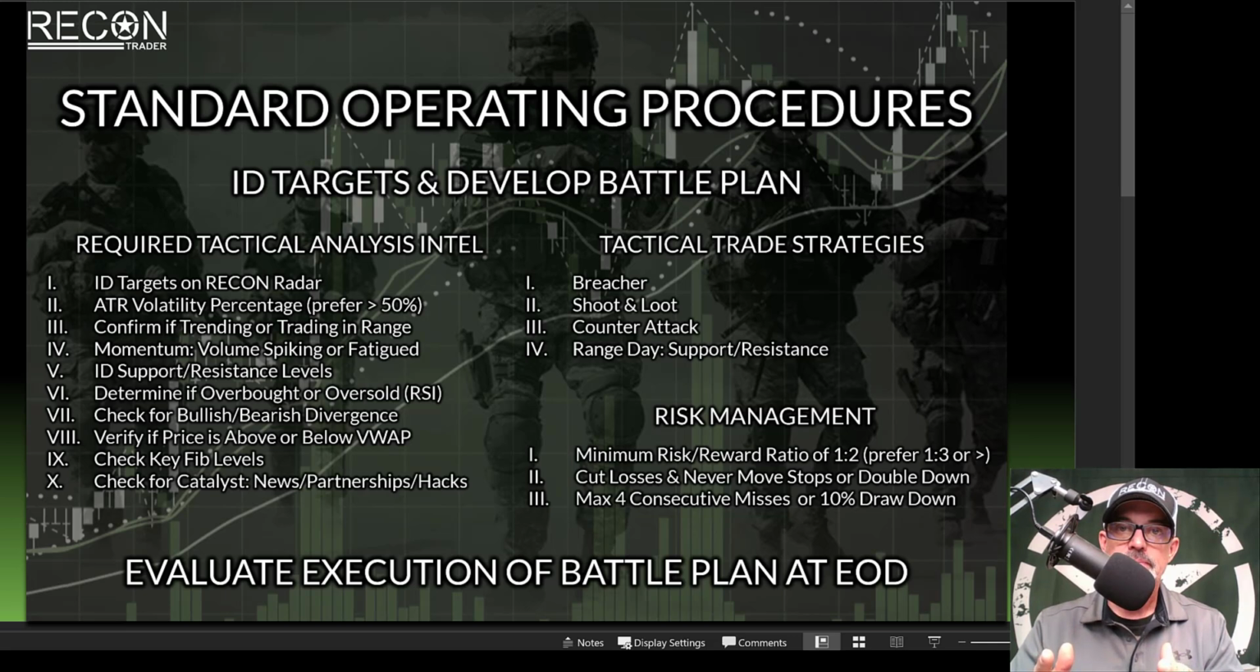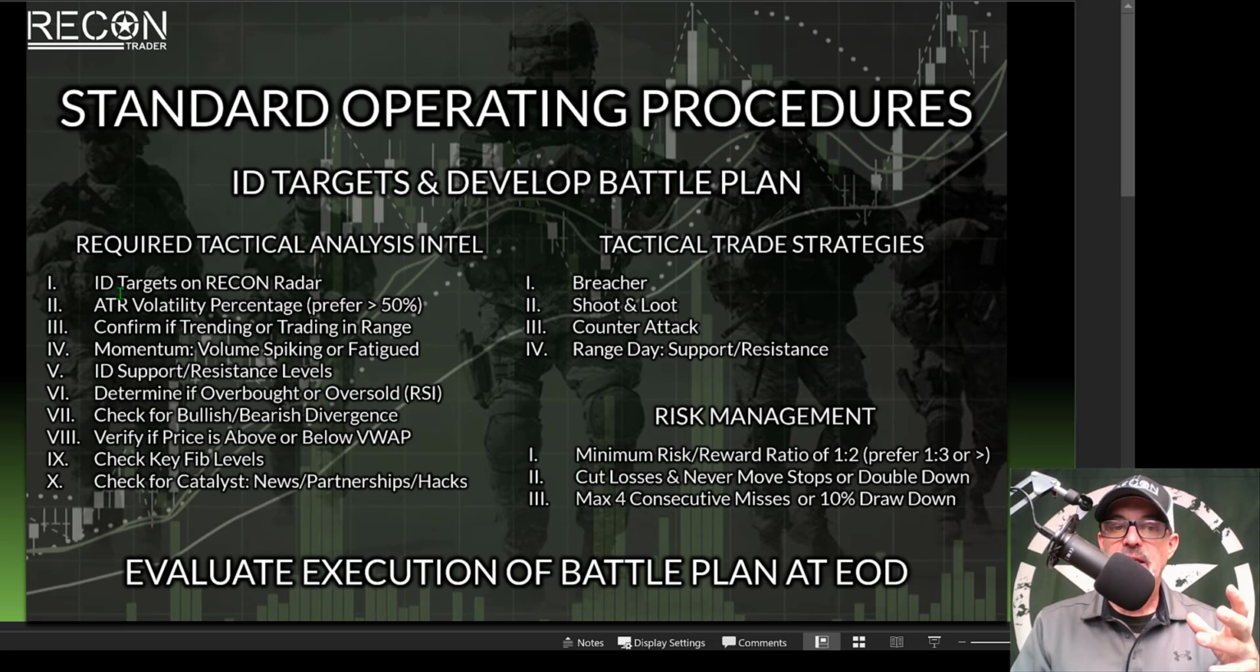And if you're new to trading and you're looking to start out, really the first thing you need to do is come up with standard operating procedures or a battle plan that outlines how you're going to actually approach any of your trades. And that should outline how you actually ID targets and then develop your battle plan.